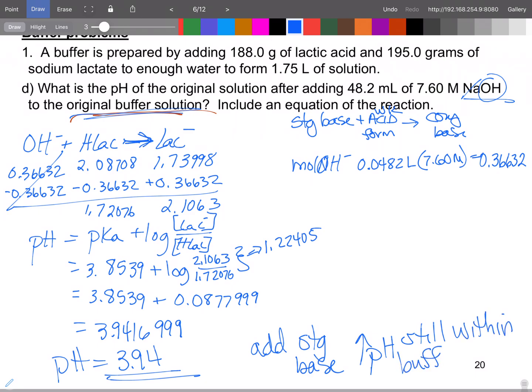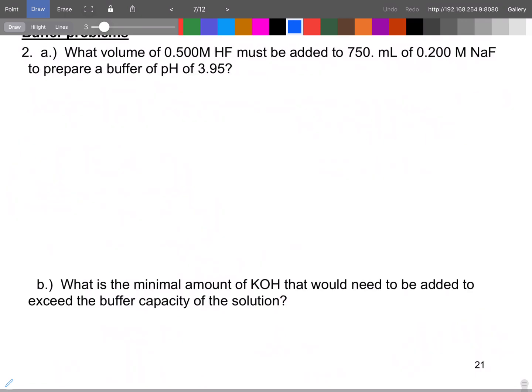Now, killing the buffer is something different, and we'll get to that in a few minutes, but right now we're going to work with another one.